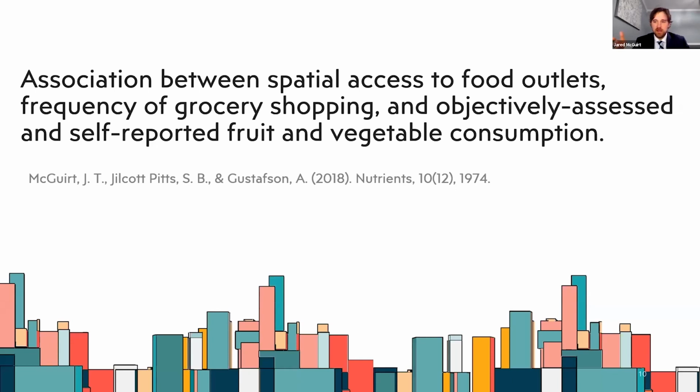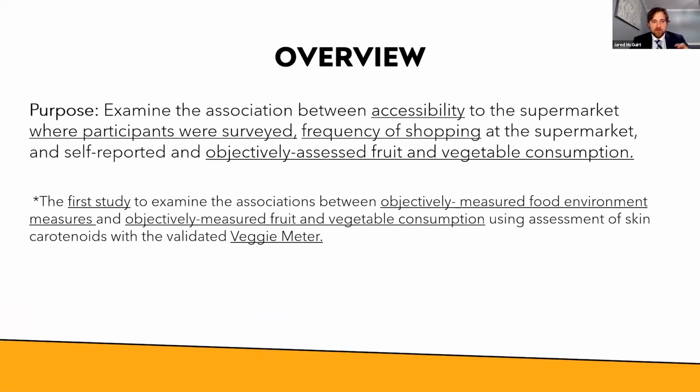So the first paper I'm going to talk about was titled Association Between Spatial Access to Food Outlets, Frequency of Grocery Shopping, and Objectively Assessed and Self-Reported Fruit and Vegetable Consumption. And so we wanted to examine the association between accessibility to the supermarket where participants were surveyed. A lot of times we survey people generally, we don't really know where they shop, but we just look at their access to supermarkets. Well, in this study, we did customer intercept surveys at the supermarket, so we knew where they shopped.